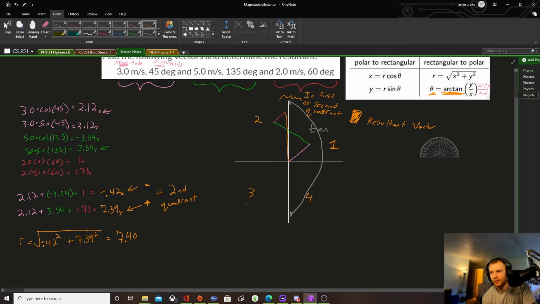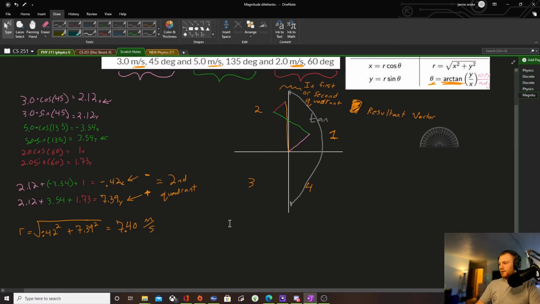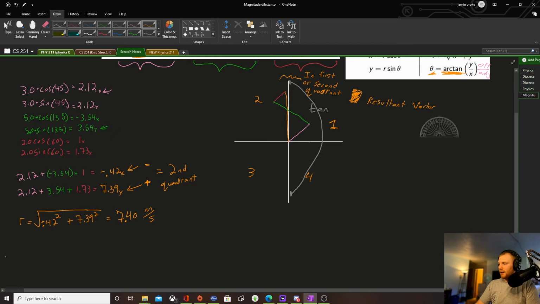So the length of it, and in this problem, for all these vectors we have meters per second. We didn't have to change anything since they were all the same. So 7.40 meters per second. Now finding the direction, this is where we have to take into account.